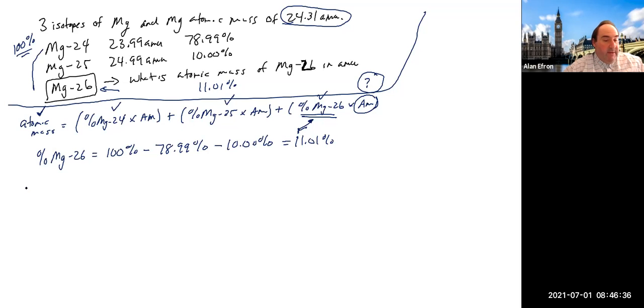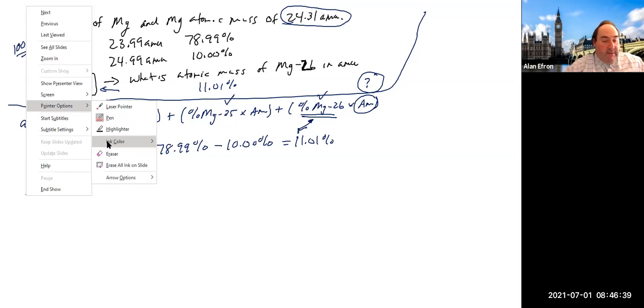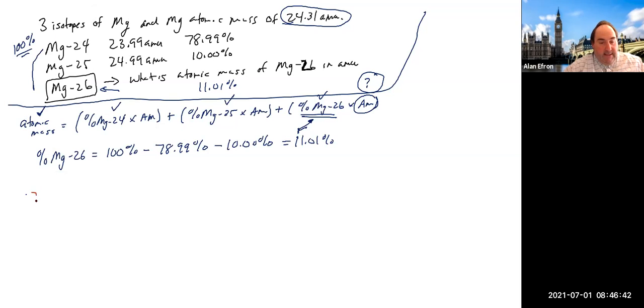We put in the numbers that we do have. We got 24.31 AMU, the atomic mass of magnesium overall. Our percentage of magnesium 24 is 78.99%. We're going to convert that into a decimal by moving the decimal place. We're also going to multiply it by the mass of it, which is 23.99 AMU. We're then going to add it to our magnesium 25, which has a percentage of 10, which becomes 0.1000 times the atomic mass of magnesium 25, which is 24.99 AMU.